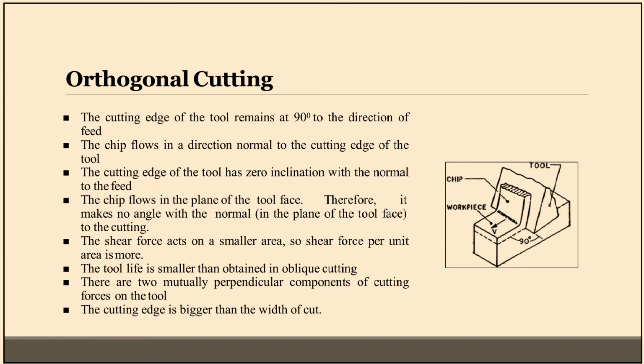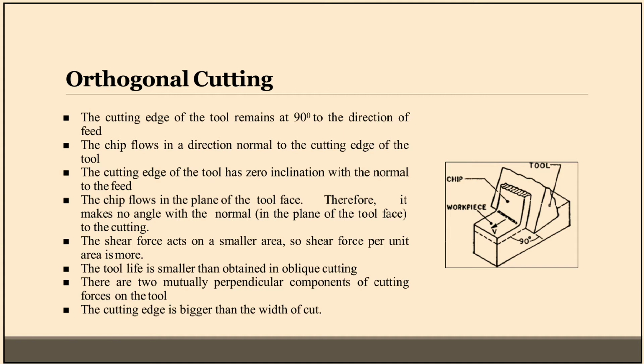Orthogonal cutting. The cutting edge of the tool remains at 90 degrees to the direction of feed. The chip flows in a direction normal to the cutting edge of the tool. The cutting edge of the tool has zero inclination with the normal to the feed. The chip flows in the plane of the tool face, therefore it makes no angle with the normal in the plane of the tool face to the cutting edge.